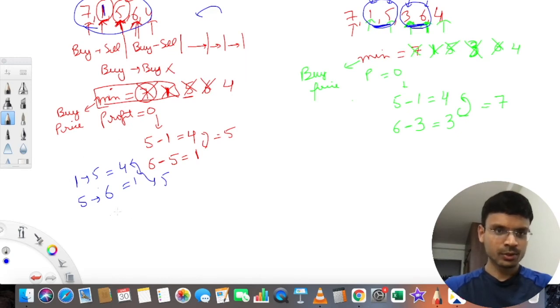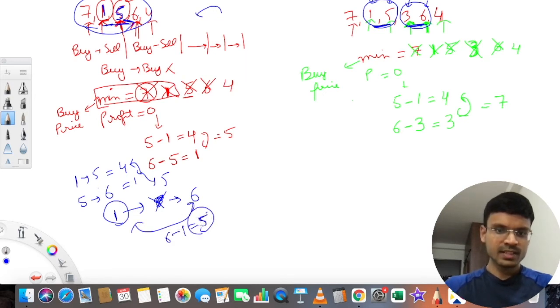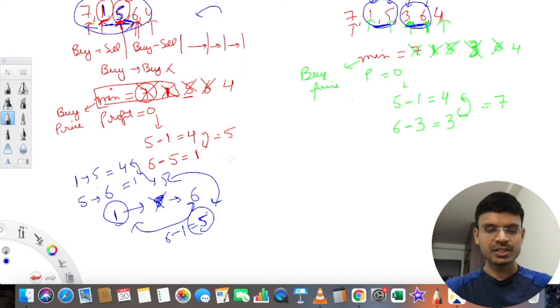So instead of buying the stock 2 times, what I could have done is bought the stock at a price of 1, and whenever the price of the stock is increasing, so it is an increasing sequence, right? So 1, 5, 6. So I shouldn't have sold the stock at a price of 5. I bought the stock at a price of 1, I don't sell at a price of 5. Instead, I keep that stock with me, and when the price was 6, I sell that stock. So basically the difference would be 6 minus 1, which is 5.